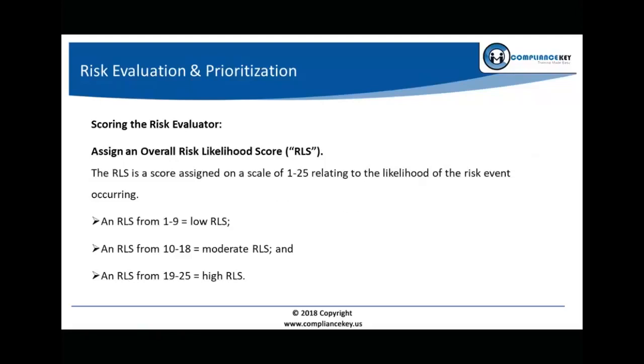Once you get through assigning the overall impact score, you would then move on to the likelihood score. And again, I just threw some scaling out here. You could determine a different scale if it makes more sense to you, but also tier it out so that you've got what's going to be considered a low, moderate, and high risk likelihood score.